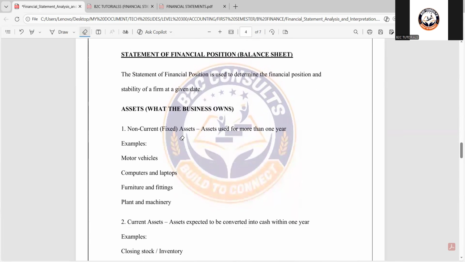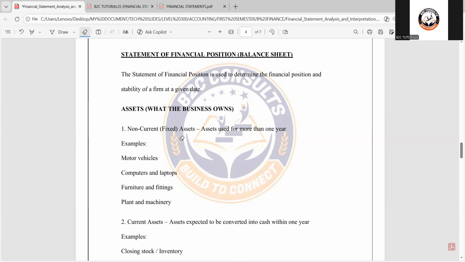Having said that, it says that the statement of financial position, also known as the balance sheet, is used to determine the position and the stability of a firm at a given date. We want to know how stable the firm is. Will the firm continue to do business, or will the firm have to stop doing business? That is what we find in the statement of financial position.